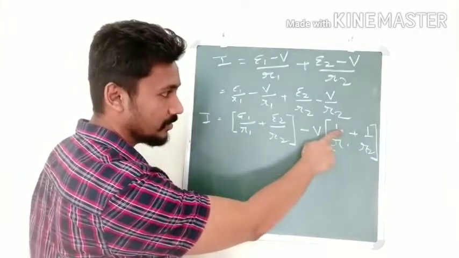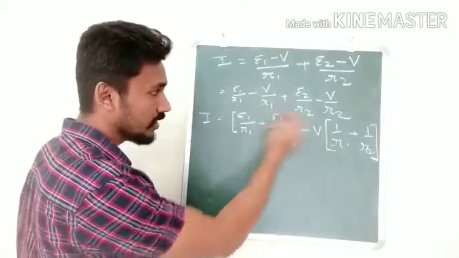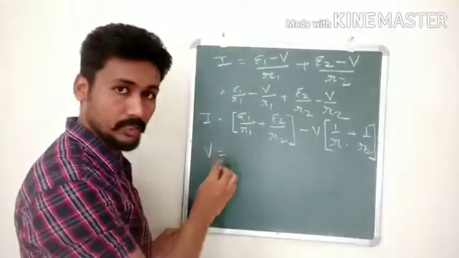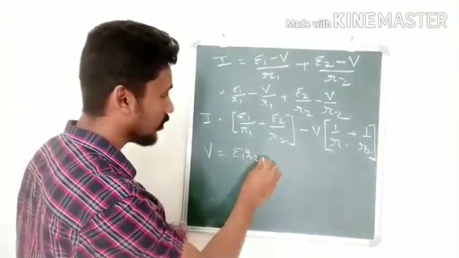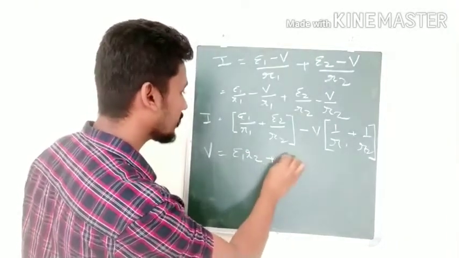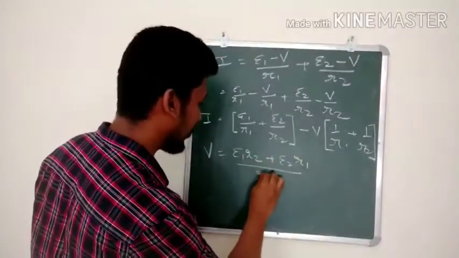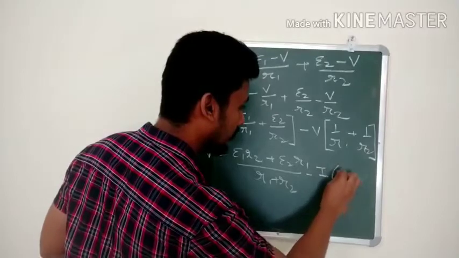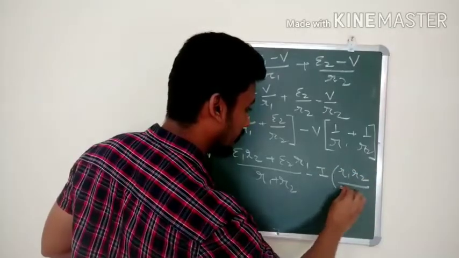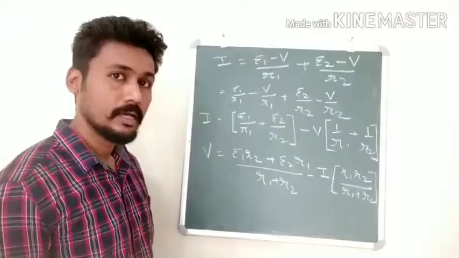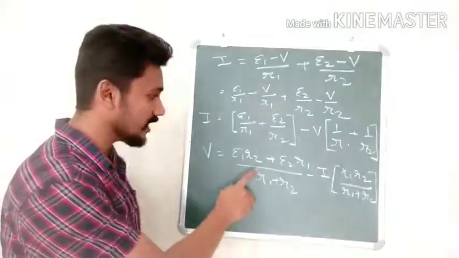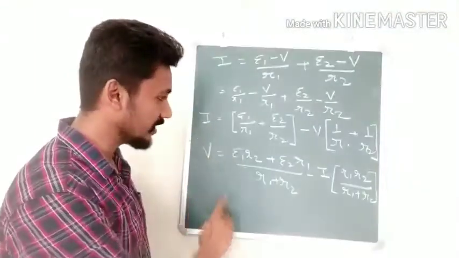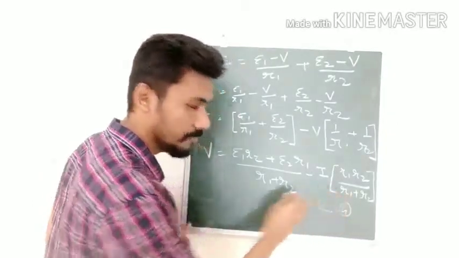Here you will get (R1 + R2) / (R1 R2). Then you will rearrange, and we are only interested in finding V. So you will get V = (E1 R2 + E2 R1) / (R1 + R2) - I (R1 R2) / (R1 + R2). I hope that, class 12 students, I need not explain how we are getting this. You have to solve all the steps and very easily you will be able to get this expression. Let us call this equation number 4.